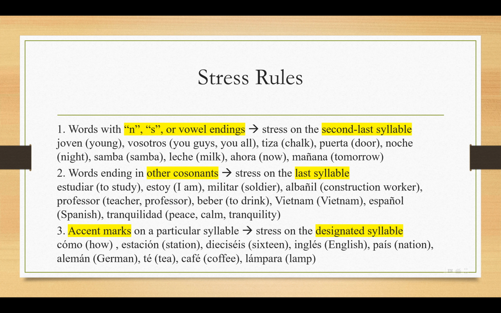2. Words ending in other consonants will have stress on the last syllable. For example, estudiar, estoy, militar, albañil, profesor, beber, Vietnam, español, tranquilidad.